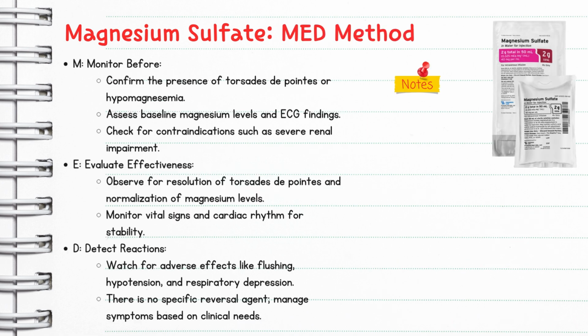Okay, so what are we going to monitor before? Obviously, that they have a magnesium imbalance or they're in torsades, right? We also want to check that mag level, because if their mag level is high, why would we give mag? It might cause other issues, right? Too much mag. Contraindications include severe renal impairment, so we want to make sure creatinine and everything is at baseline, because it can affect the kidneys.